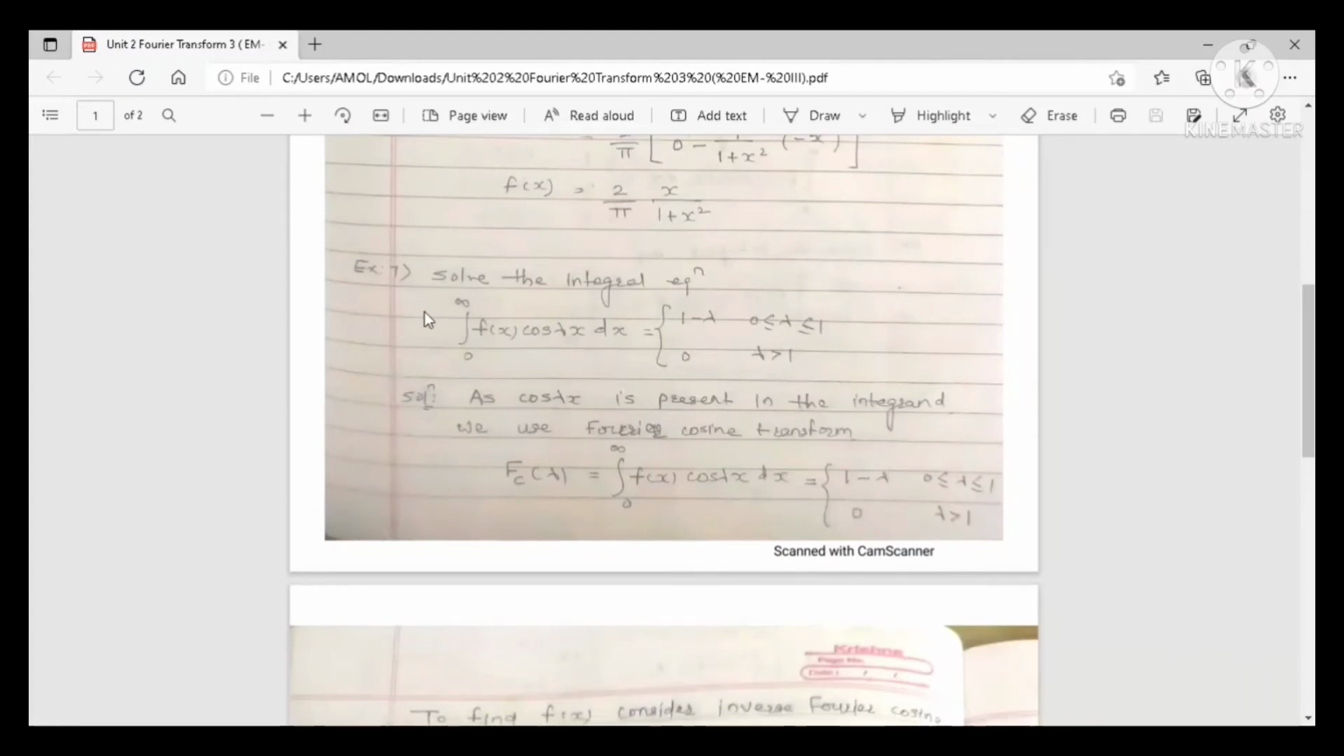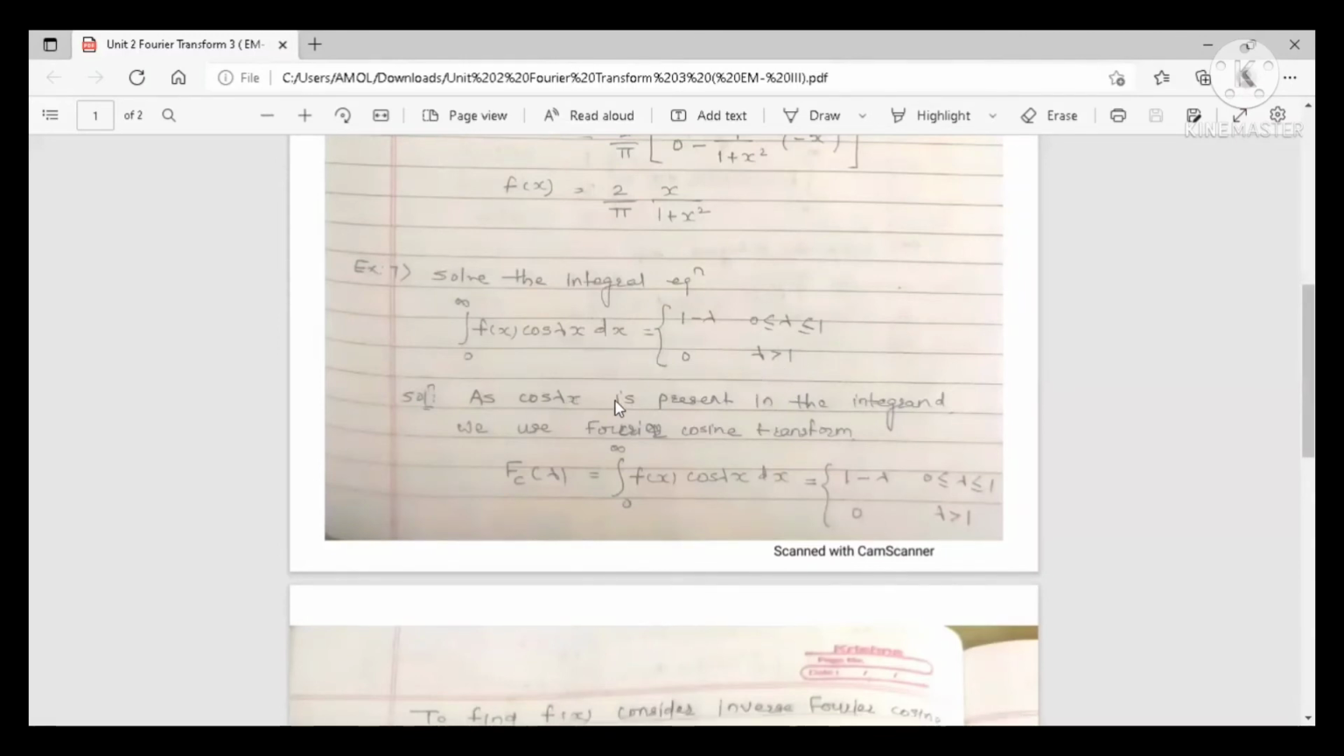See what is the LHS term of the integral equation: integration of 0 to infinity f of x cos lambda x dx. This is a definite integral, so we can change the variable here. If we replace x by u, the LHS will be integration of 0 to infinity f of u cos lambda u du. This is nothing but the formula of Fourier cosine transform, and its value is given, defined in two intervals, from 0 to 1 and 1 to infinity.